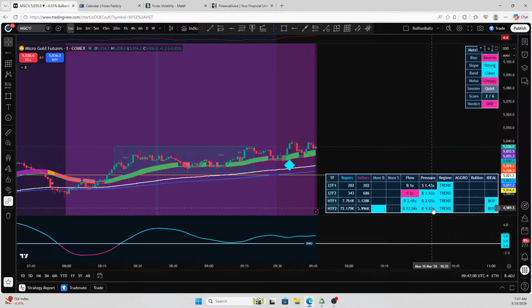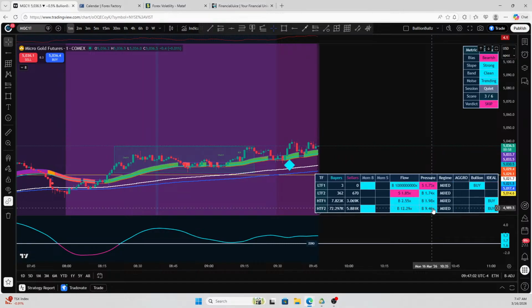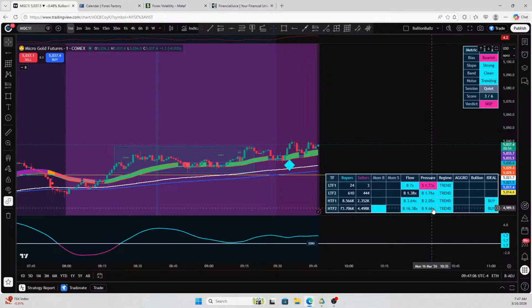So we have to see how the market behaves at this level. Is it going to retrace, or is it going to try to break out from this level? And if it breaks out, it's going to be aggressive, and we might have to wait for pullbacks to then take opportunities to trade the upside.